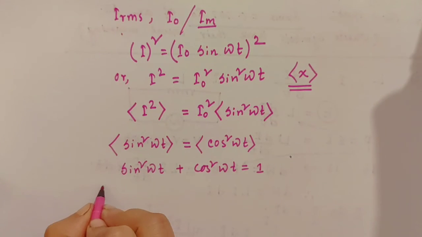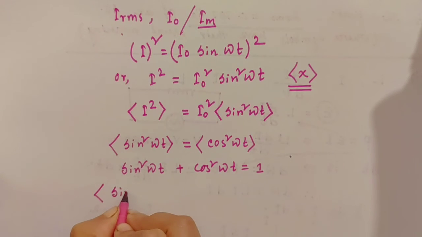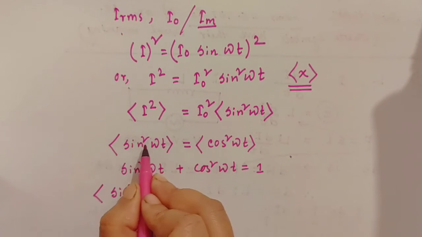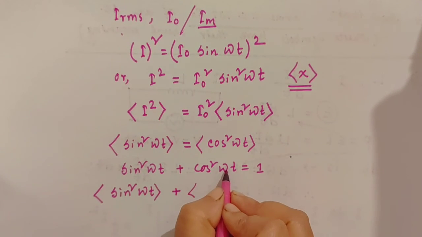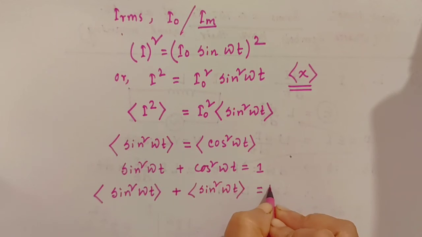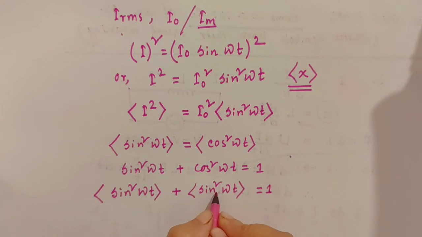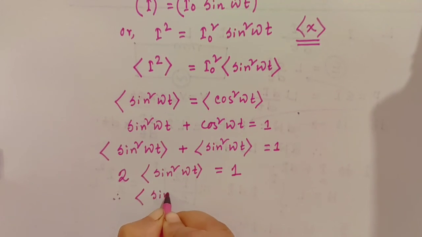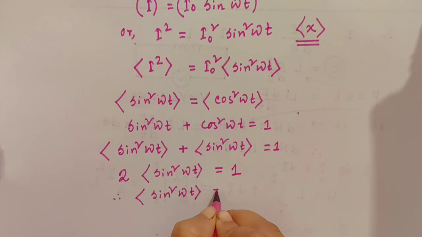Then what do we get? The average value of sine square omega t plus the average value of cos square omega t is equal to 1. Since the average of cos square omega t is equal to the average of sine square omega t, we get 2 times the average of sine square omega t is equal to 1. So we can write the average value of sine square omega t is equal to half.